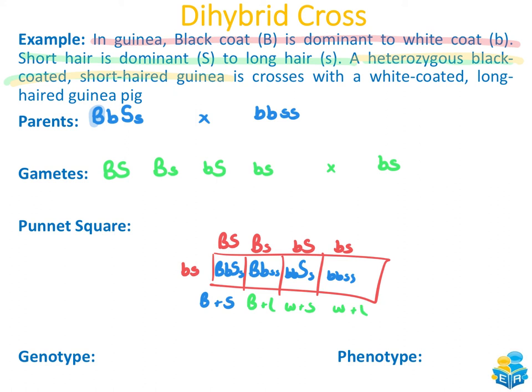So once I have that information there, I can write it over here. We'll have one black and short, one black and long. Again, you should write out full words, I'm just going to do this to speed it up. One white and short, and one white and long. So we have one of each in that particular dihybrid cross.